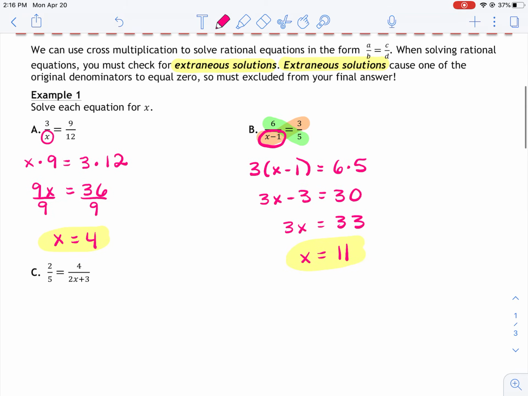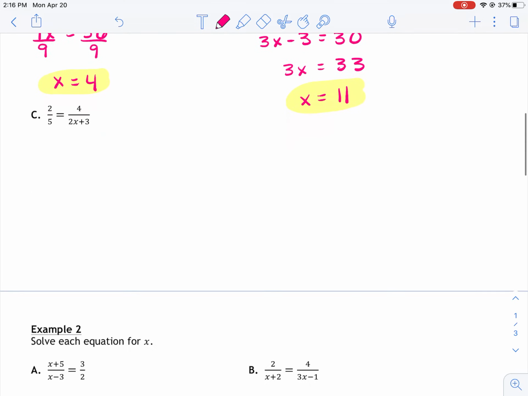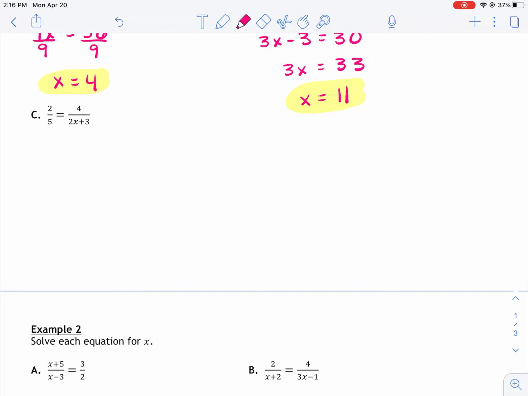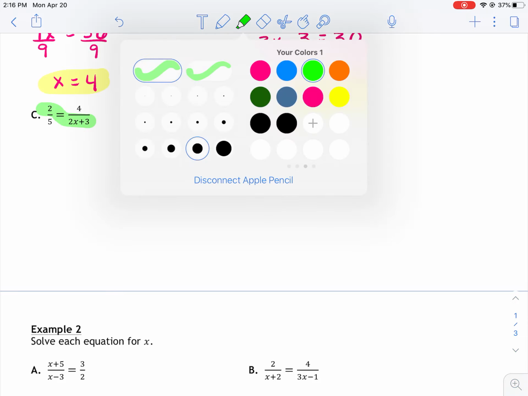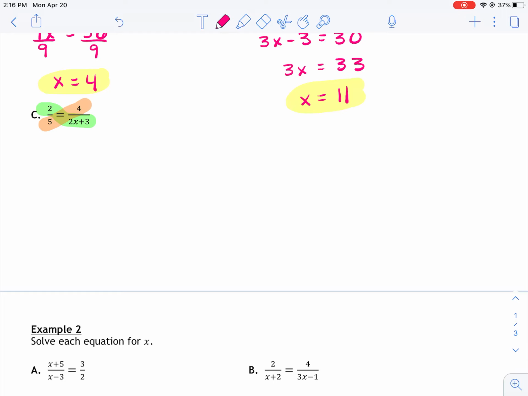Okay, so if that makes sense, go ahead and pause the video and try the next one. Otherwise I'll go ahead and do one more with you. So again, this time we're going to cross multiply. We have 2 times 2x plus 3, and that's going to equal 5 times 4. So 2 parentheses, 2x plus 3, that reminds me to distribute, equals 5 times 4 is 20.